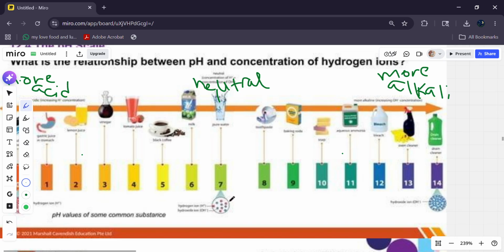Then we have 7, which is pure water. This means that it's not acidic or alkaline at all. Then we have 8, toothpaste, which is somewhat alkaline, then baking soda, soap, and aqueous ammonia, and as the number increases, it becomes more alkaline. Bleach is very alkaline, as it's dangerous to touch and leave on your skin. Oven cleaner, and then we have drain cleaner being the most alkaline. Drain cleaners are what you put in your drains when you have a blockage.